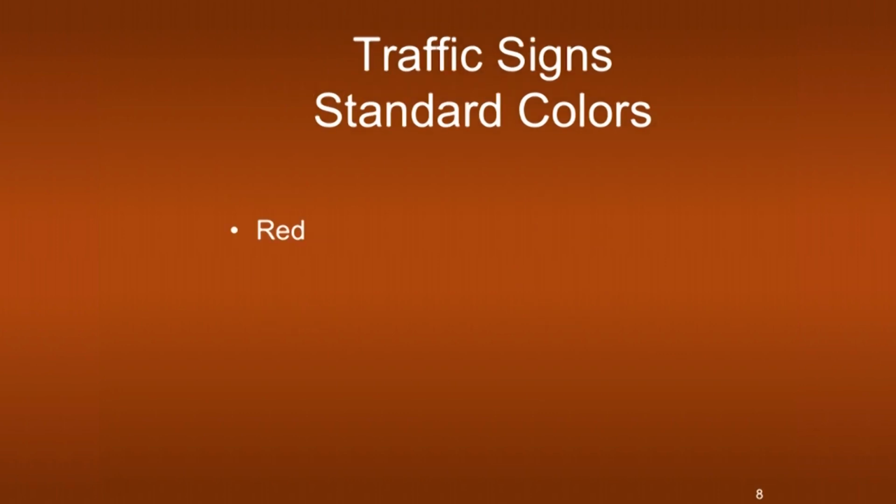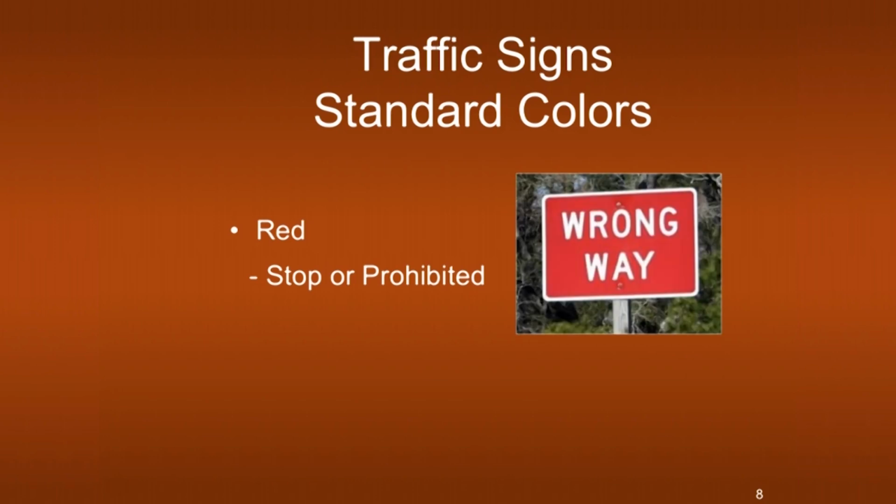Okay, the first one is red. It means stop or prohibited. And again, you see here as an example a wrong way sign. Now, of course, we all associate red with a stop sign, but it also talks about prohibition too.